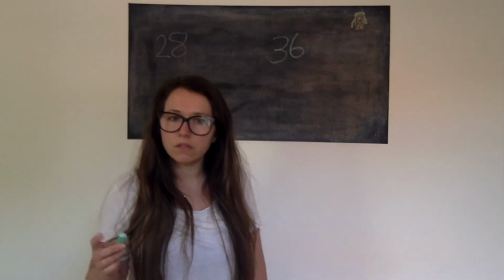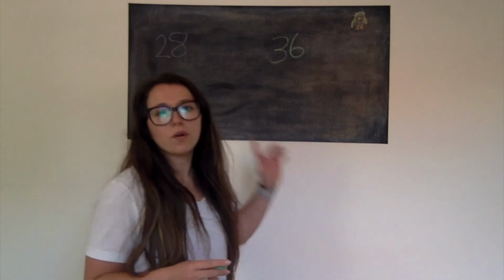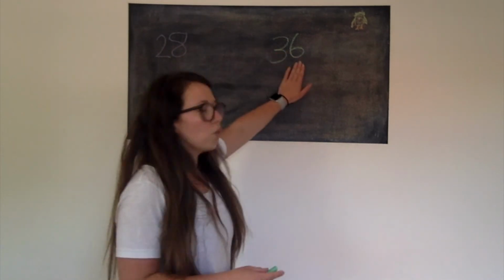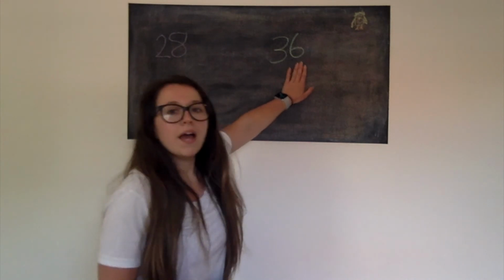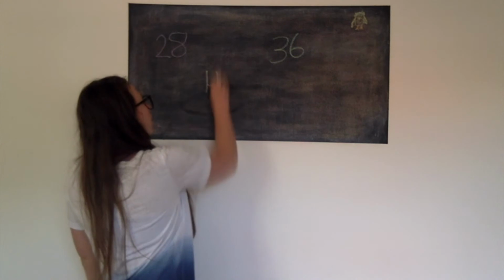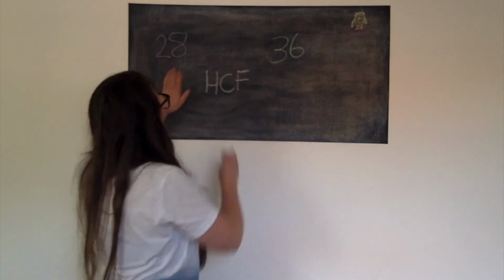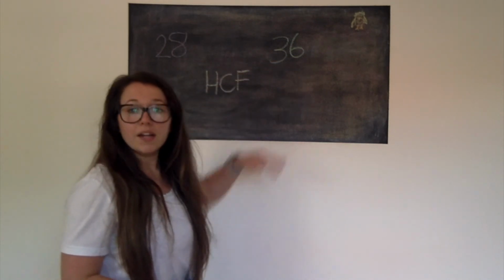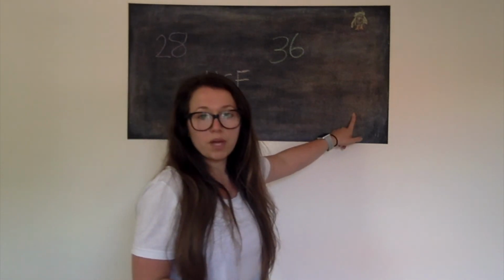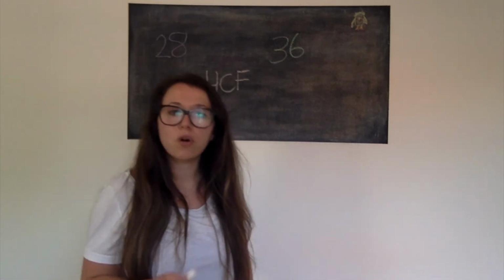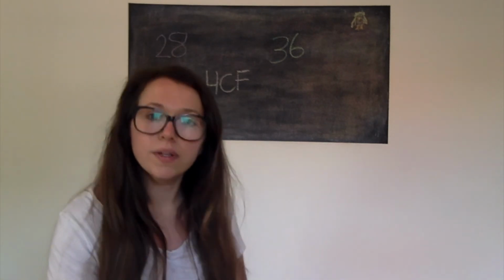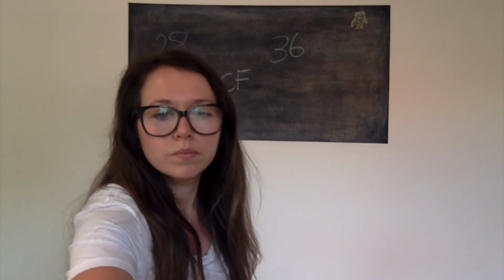Now it's time for you to have a go again. I want you to list all the factors of 28, list all of the factors of 36, and then I want you to find me the highest common factor of 28 and 36. And I also want you to, when you've written out the factors of each number, circle the prime numbers, the prime factors. Okay? Pause the video and have a go, and then we'll go through it.